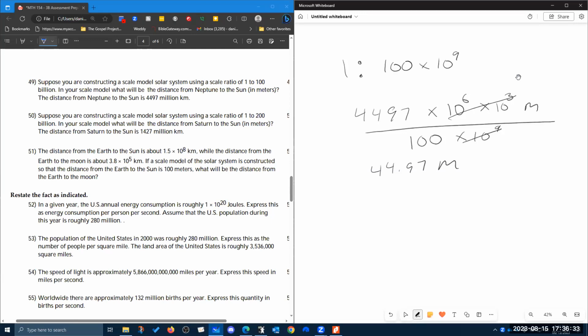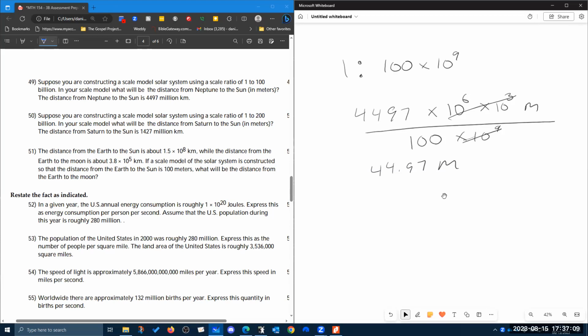I just fixed my numbers. I wrote some numbers out of problem 50 for problem 49. So it was 4,497 times 10 to the 6th times 10 to the 3rd, which is times 10 to the 9th meters, divided by 100 times 10 to the 9th for the scaling factor. The 10 to the 9ths are going to go away. 4,497 divided by 100 is 44.97. Make sure you get the right numbers there.